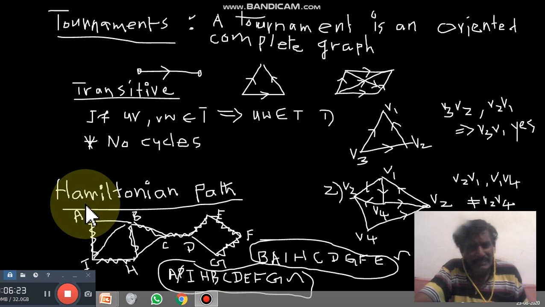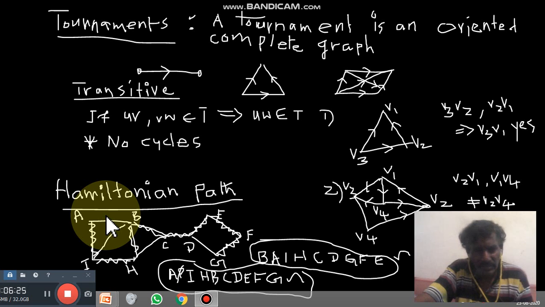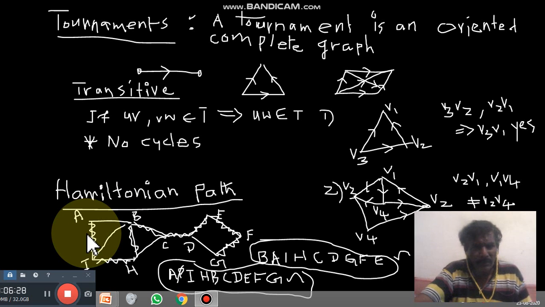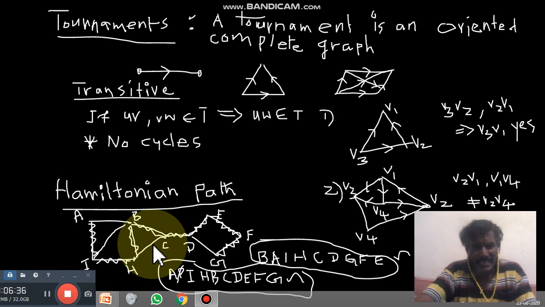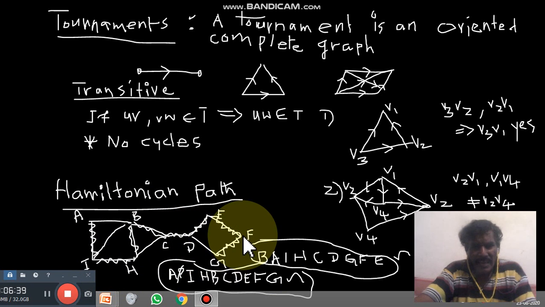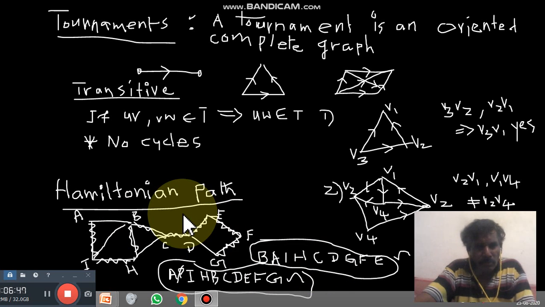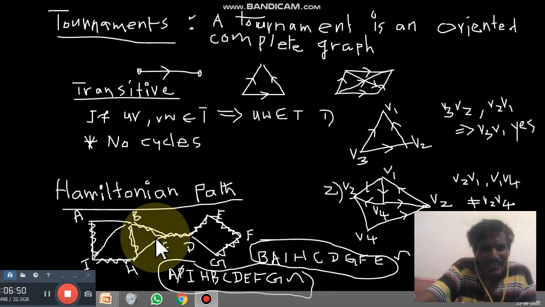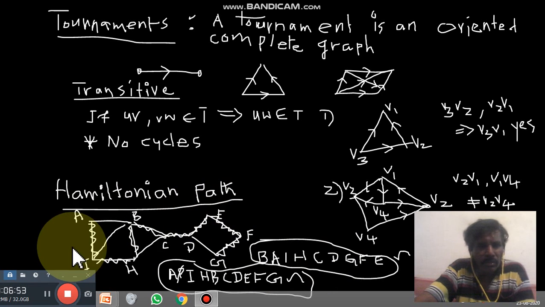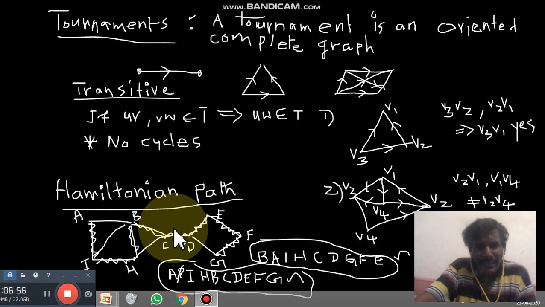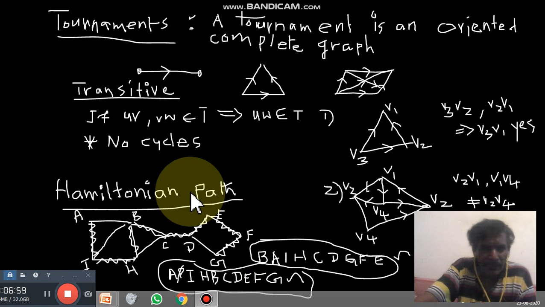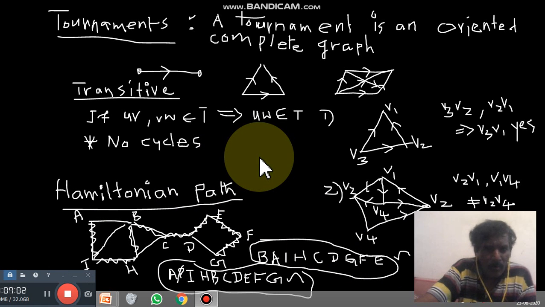We cannot say that only one Hamiltonian path is there. There may be a lot of Hamiltonian paths. Take for example B, A, I, H, C, D, G, F, E. Again, another Hamiltonian path. Why? Because this path also touches each and every vertex in this graph. Therefore, these two are good examples of a Hamiltonian path.